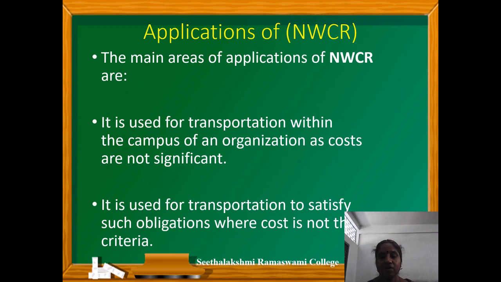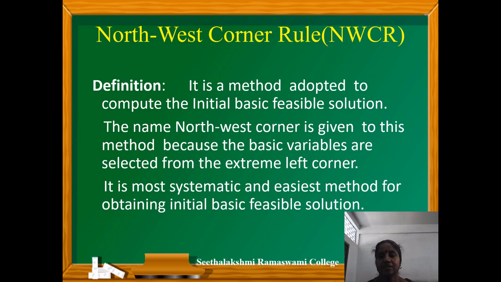Now, first we are going to see the first method, the northwest corner rule method. It is applied in areas where cost is not the main criterion. In that situation, we can use this method. So it is used for transportation within the campus of an organization, as costs are not significant.